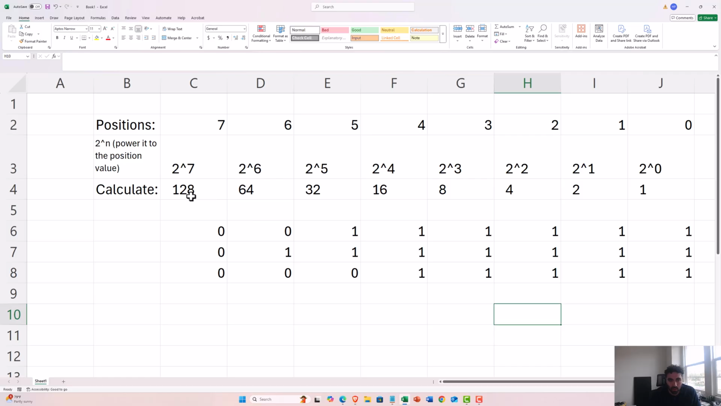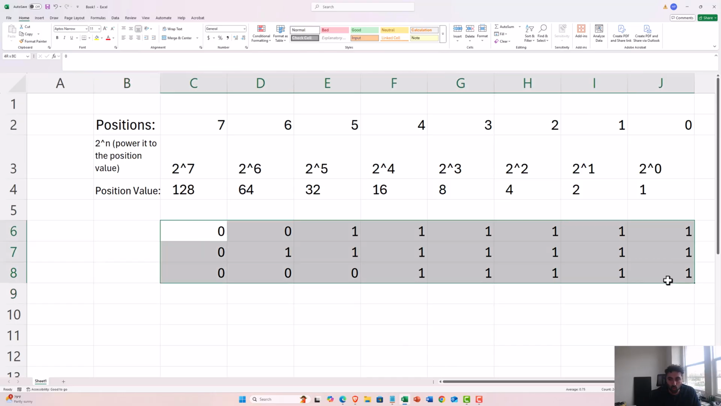All right, so this is the value. Position 7 is considered 128. The position value of position 6 is 64. Position value of 5 is 32. Position value of 4 is 16. Position value of 3 is 8. 2 is 4. Position value of 1 is 2. Position value of 0 is 1. So maybe it's better to write it like this. Position value.